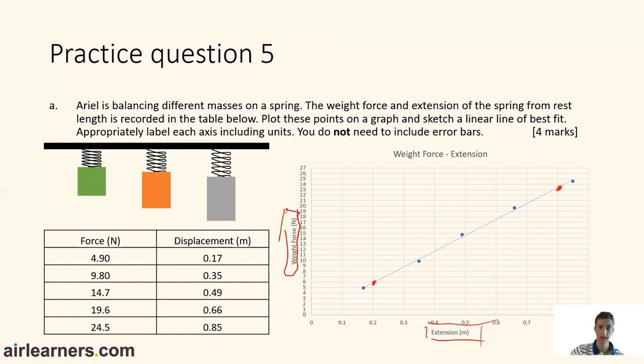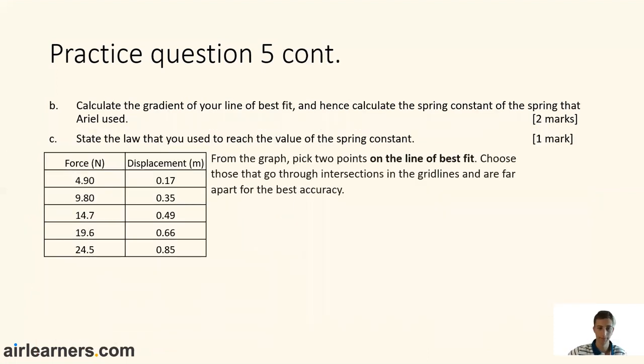Now, the really important part is to use points that lie on your line of best fit. Do not use points that are given to you in this table here, unless they absolutely pass through that line. As a general rule, you will not use the points given to you. You'll deduce them from your own line.